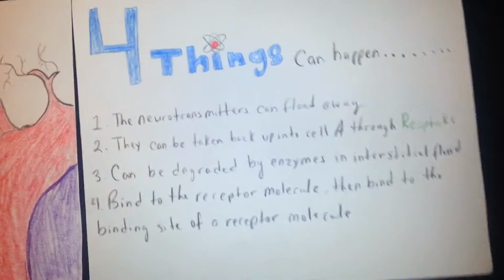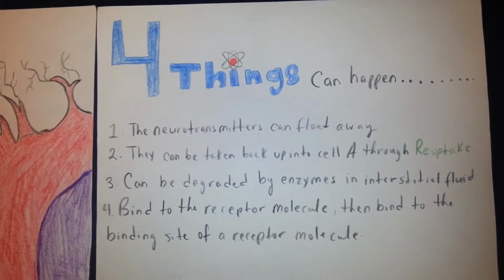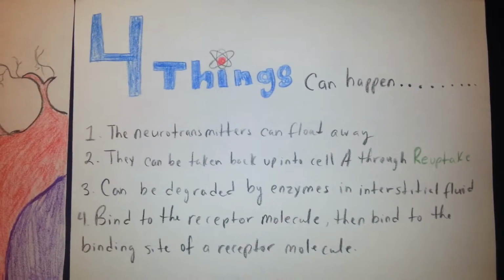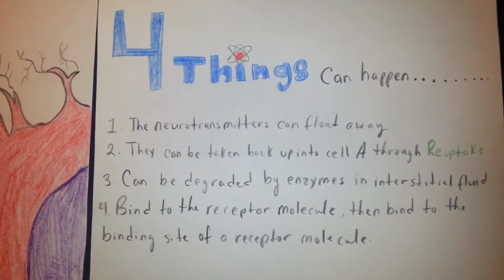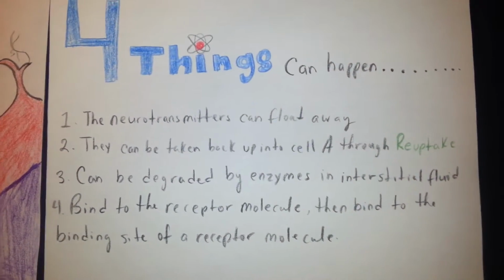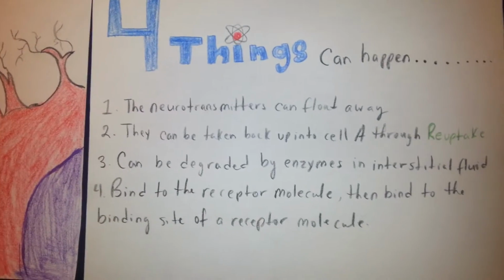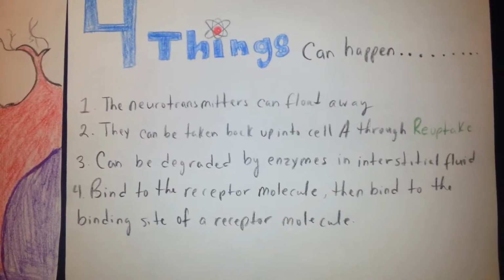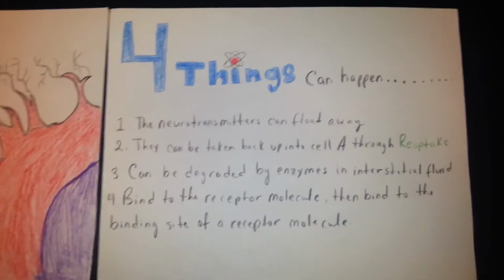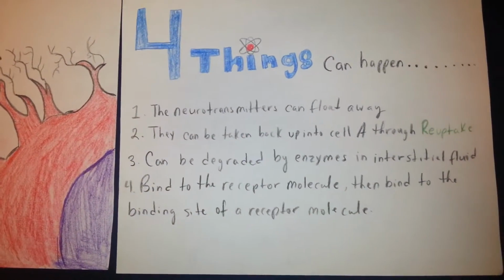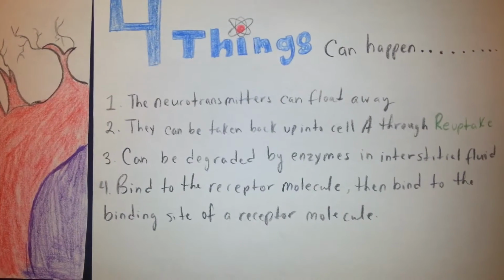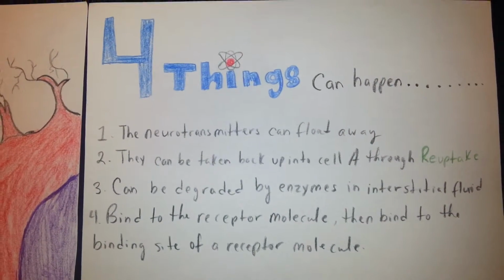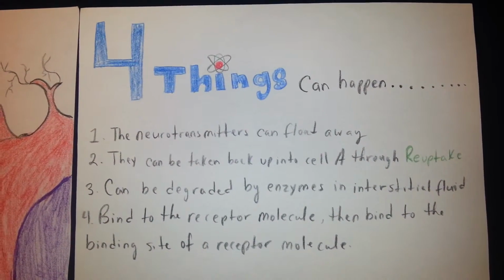Once the transmitters are released, four things can happen. One, the neurotransmitters can float away. Two, they can be taken back up into cell A through reuptake. Three, they can be degraded by enzymes in interstitial fluid. Or four, they can bind to the binding site of a receptor molecule. And for this video, what we're going to focus on is number four, the binding of the neurotransmitters to the receptor molecule. So take a good look at this again, and we're going to move forward.